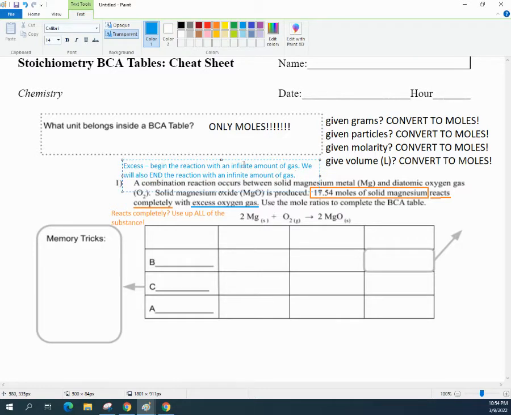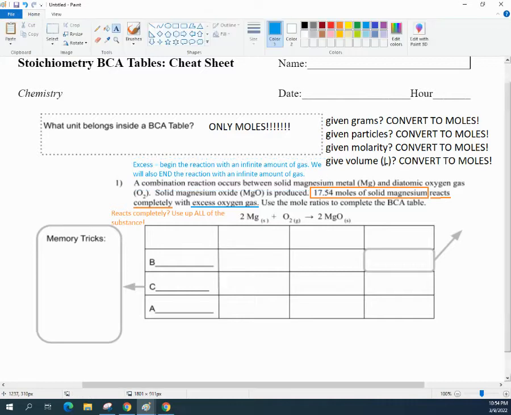All right, so now that we have our little disclaimers, some guidance to those words, we can start filling things in. When I fill out my BCA table, I like to use this top row to fill in my balanced chemical equation with the coefficients. I'm just going to copy and paste each one of these into the BCA table below. This is a good habit to get into: copy down each of those reactants and products the way they're written with their coefficients, so that we don't lose sight of the mole ratio.